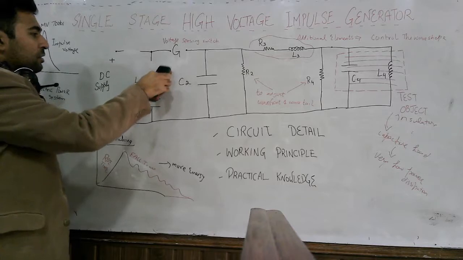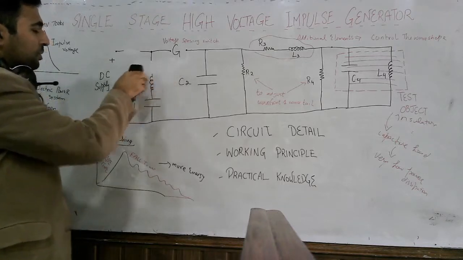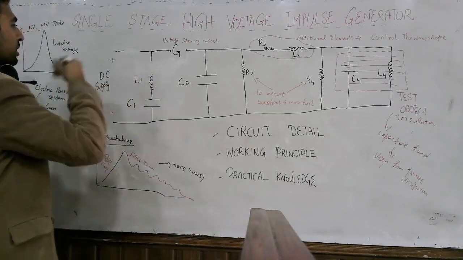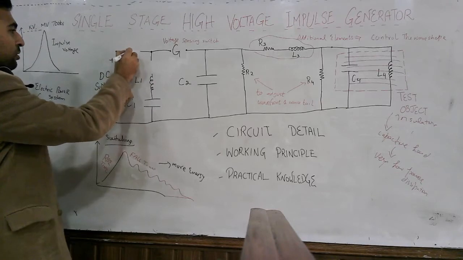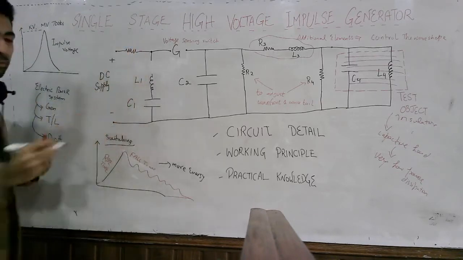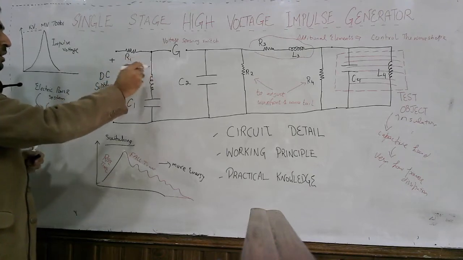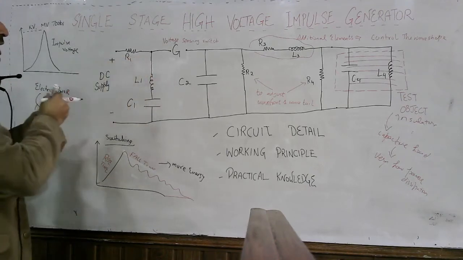In one popular textbook they placed the damping resistor here, but in another textbook they placed it here, and I also agree that this damping resistor R1 must be placed here instead of placing it here. Why?